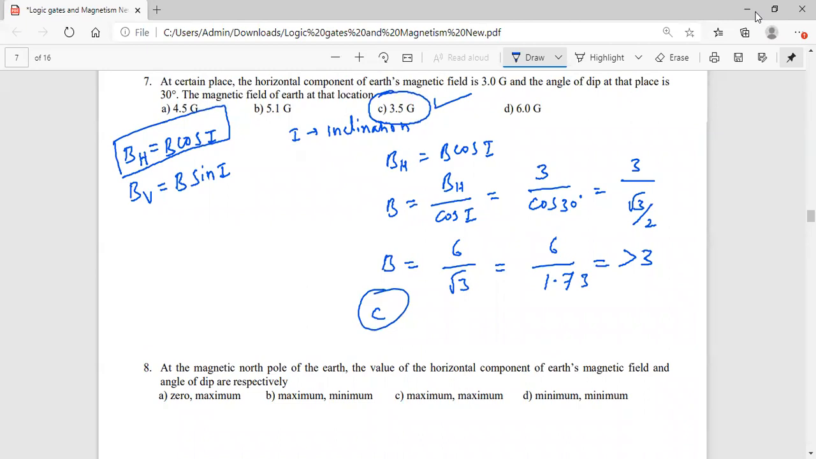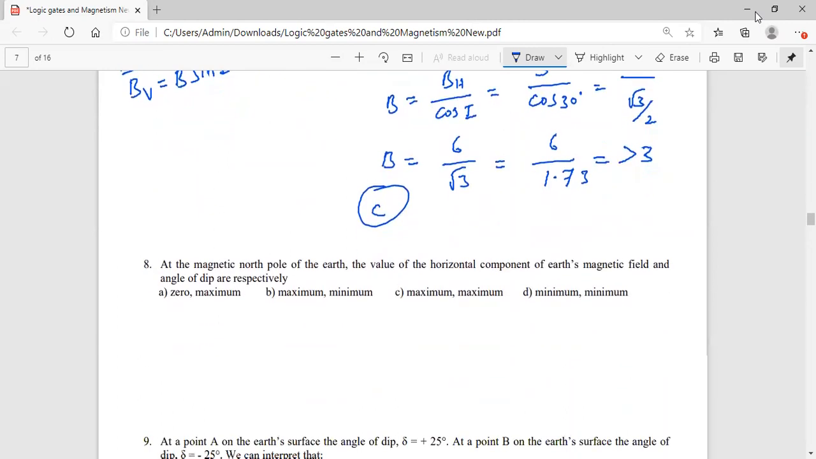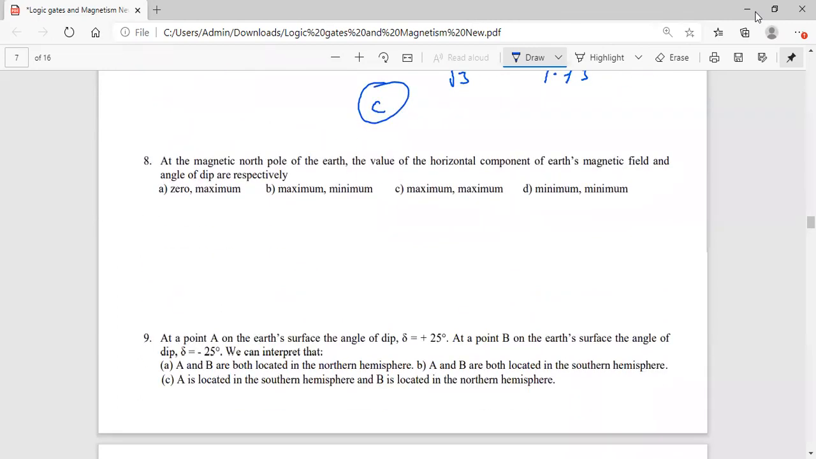Next. At the magnetic north pole of the earth, the value of the horizontal component of the earth's magnetic field and the angle of dip are respectively. Angle of dip means what? It is the angle made by the Earth's total magnetic field with the horizontal.